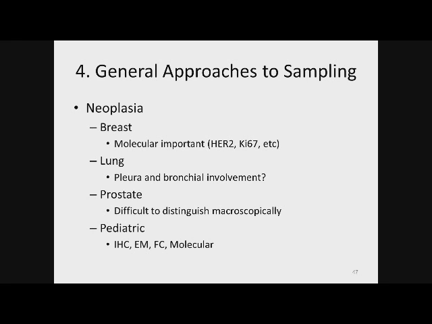So some general approaches to sampling, again, are going to be different per specimen. Some things to keep in mind with the neoplastic process: we're probably going to do immunohistochemistry. It's going to be different on each one of our specimens, especially with pediatric specimens, where there might also be electron microscopy, flow cytometry, and molecular studies, which may require touch preps in the gross room.